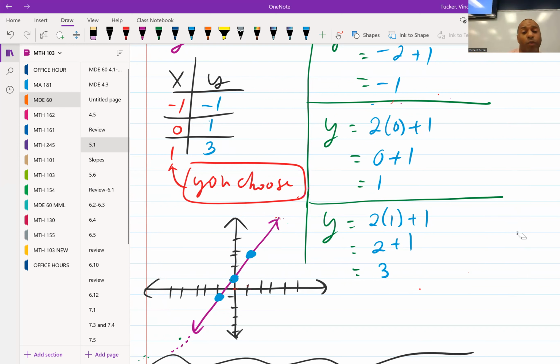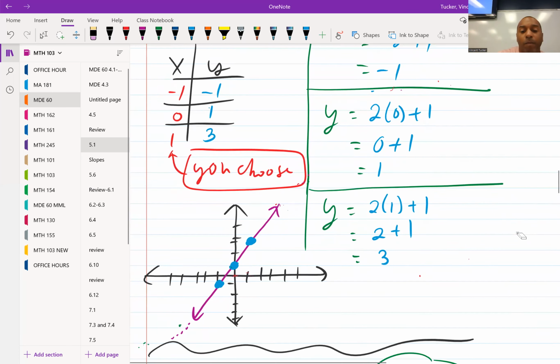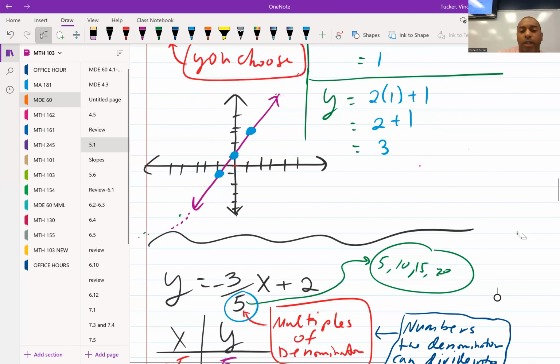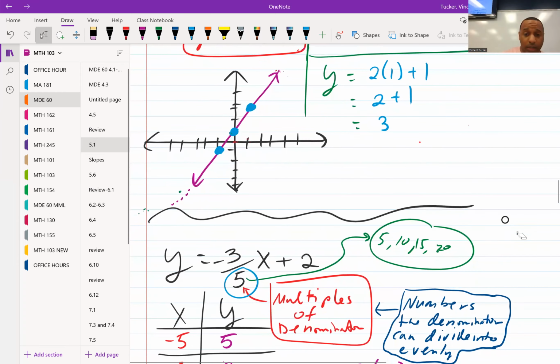As long as you stay correct with your mathematics. The only problem is that whatever you choose, you have to graph, so you just have to make sure you stay on scale. All right, so let's look at another problem like this, and then we'll look at another method.